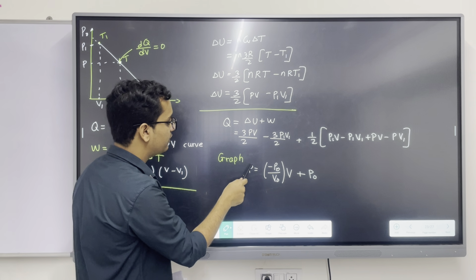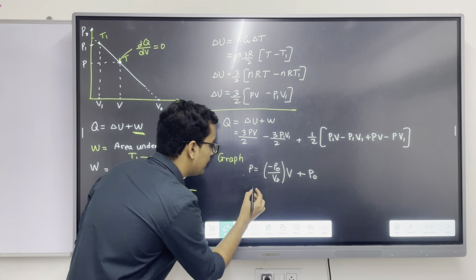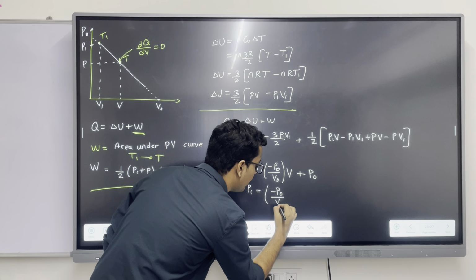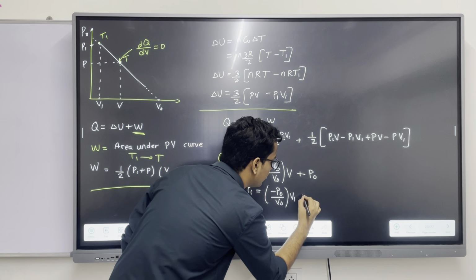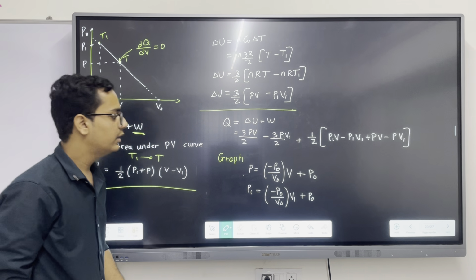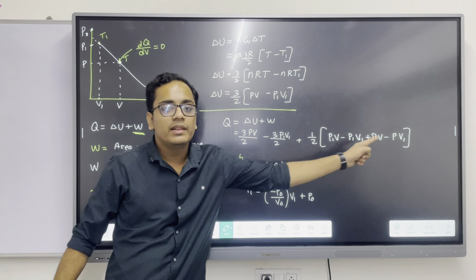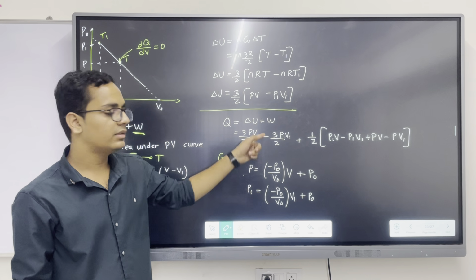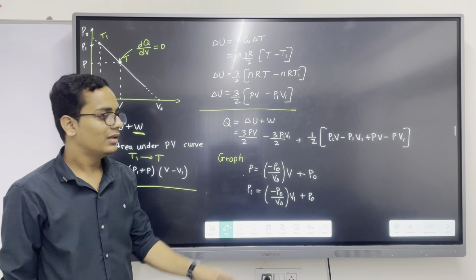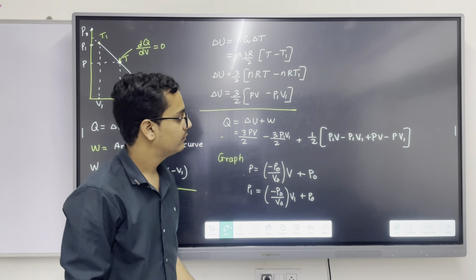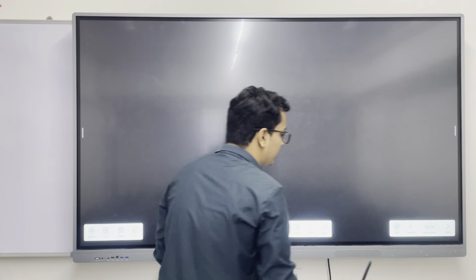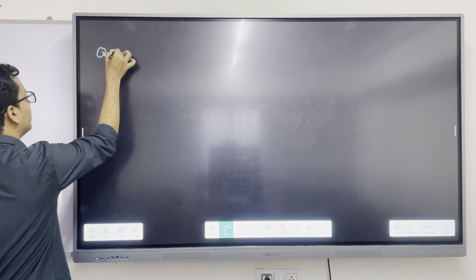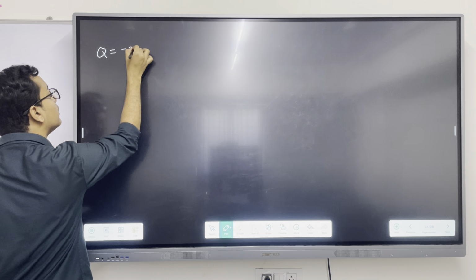So what I will do is I'll substitute the value of P over here. Can I also say P1 is equal to minus P naught by V naught into V1 plus P naught? Okay. So wherever you see P in this equation, substitute this value. Wherever you see P1 in this equation, substitute this value. Okay. So there will be a very long equation. I will directly write down the result that I get from that.